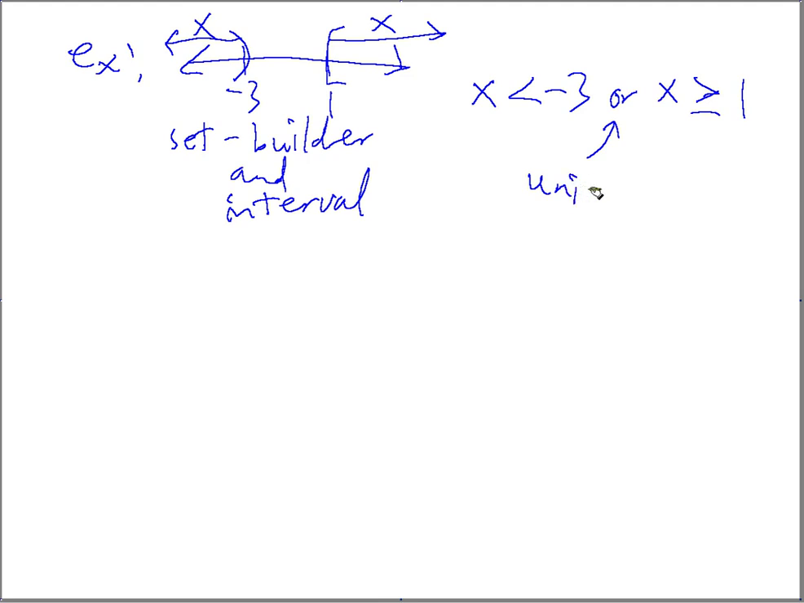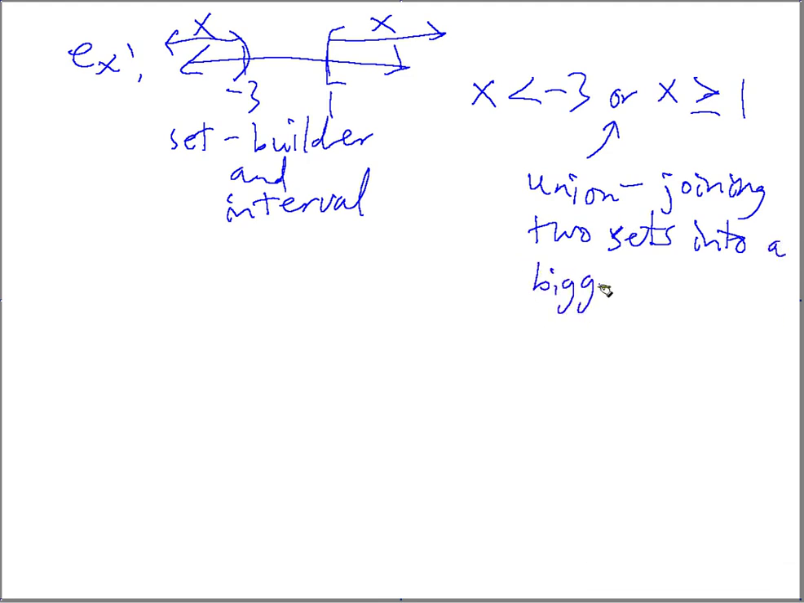So let's look at the concept of union. Union means joining two sets into a bigger set, into a potentially bigger set. So we're joining the left set with the right set of real numbers into this bigger set to include the whole thing, again, except what's in the middle here. So we use the word or to join these two.